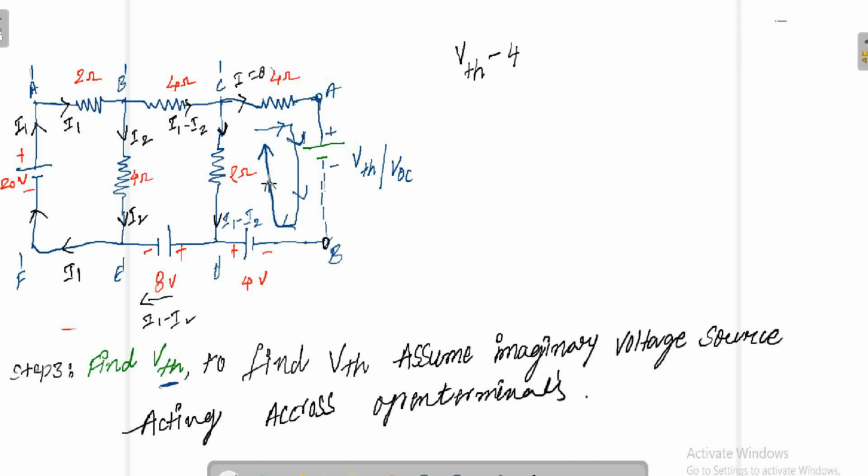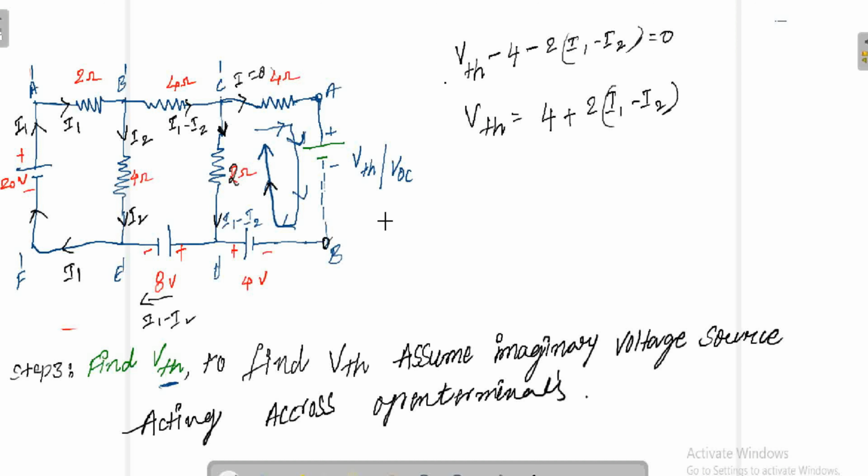Next, this is your loop current direction and this is your branch current direction. The loop current direction and branch current direction are in opposite directions. So this is your 2 ohms. Because of the opposite direction, let us consider minus 2 into the current flowing, I1 minus I2, which is equal to 0. From this we can write VTH is equal to, if you take that to the RHS, 4 plus 2 into I1 minus I2.